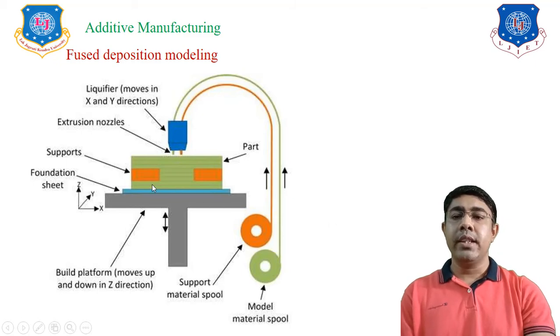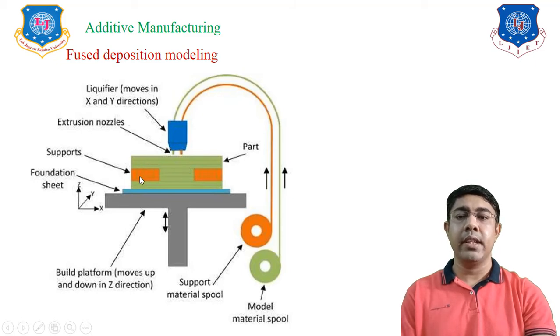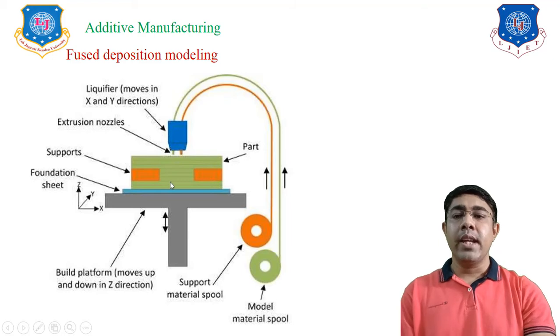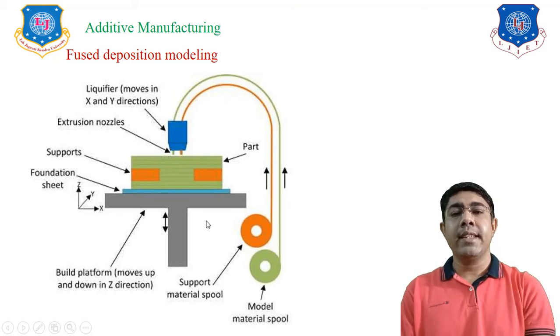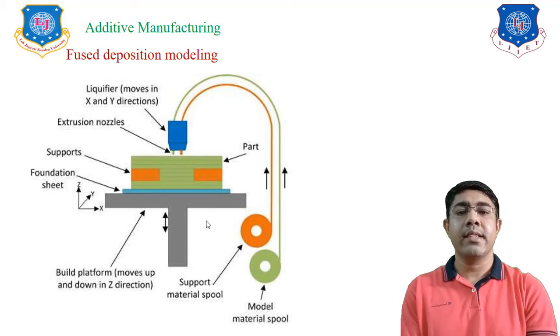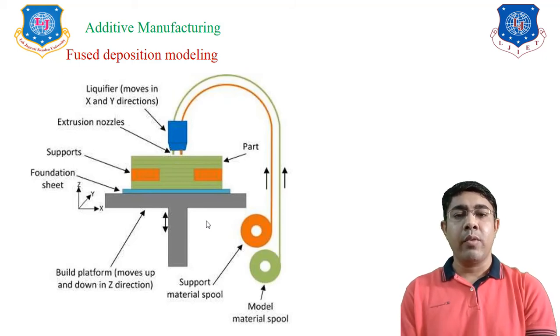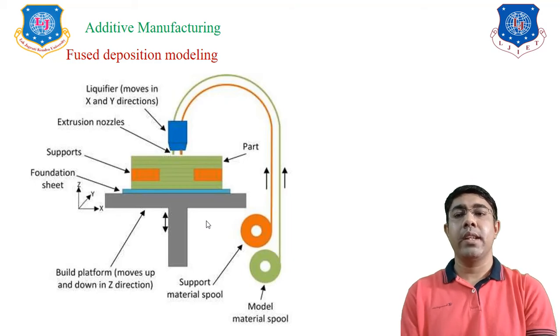Here the gray color is the component, and the saffron color is the supporting material. As we saw, layers 1 and 2, then 3, 4, 5. After layer 5, if we have to make the 6th layer, we have to add the supporting material. So to generate the next layer we add supporting material. Here two materials are supplied: the first for the component, and the second for the supporting material.